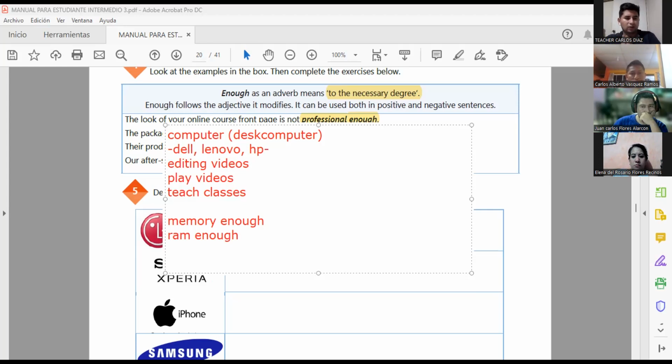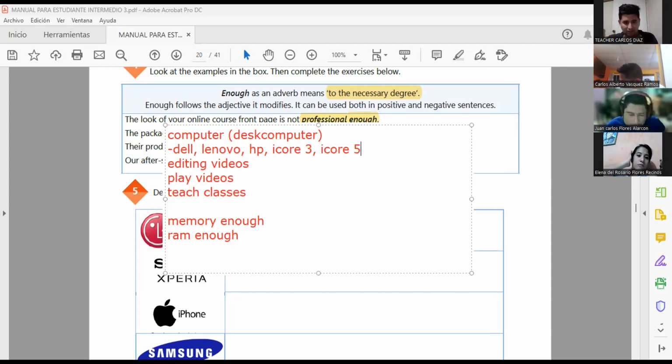But what computer do you recommend me to buy? I need a computer to edit video, play videos, teach classes. Do you recommend me to buy a Dell computer, a Lenovo computer, an HP computer? A medium computer. Dell, compañeros, no Lenovo. ¿Quieren opinar hoy? For the i3, the i5, what computer would you recommend?